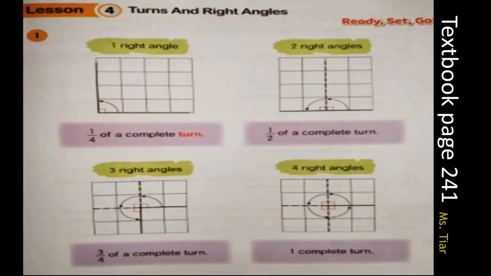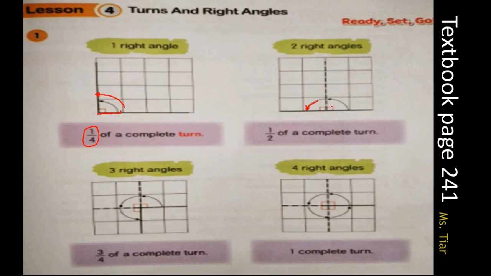Turns and right angles. How do we make sure we have right angles? How many turns do we have? Let's check this one. First, put 2 pencils together in one line over here. Then you move 1 pencil to this area. Because it makes 1 right angle, we call it a quarter of a complete turn. Next, we move the pencil to this area.